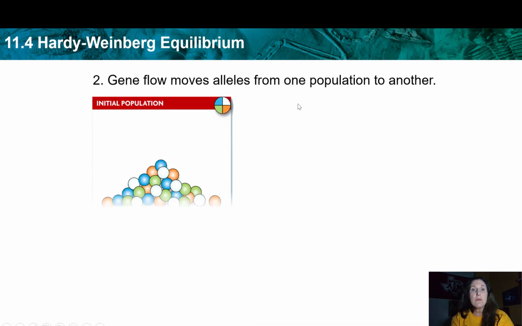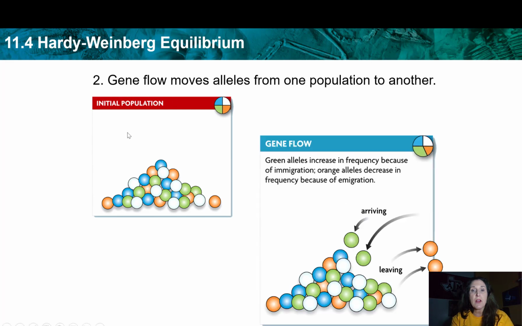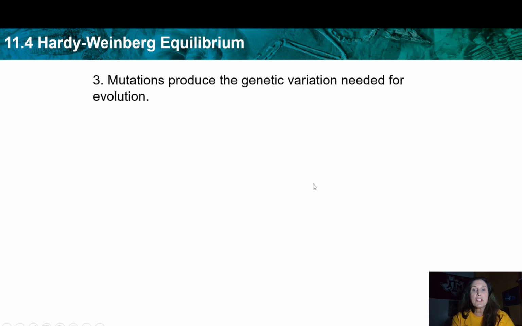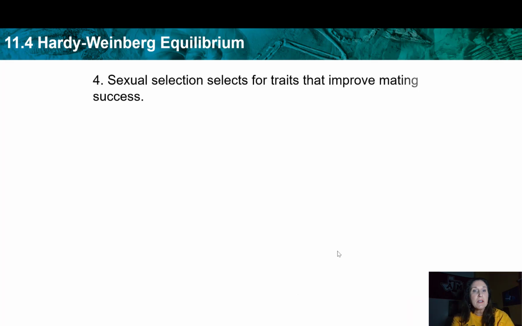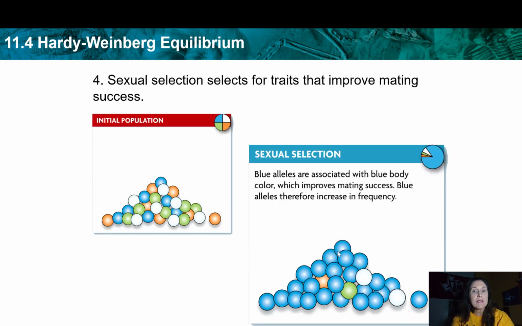Gene flow is going to move alleles from one population to another. So this is our initial population. You can see that more green marbles arrive and orange marbles leave, and as a result, that's going to change the allele frequency. Mutations produce genetic variation. So here's our initial population again, but now we have a new allele that's red. If red happens to increase mating success, then you're going to have an increase in this new allele based on mating success.